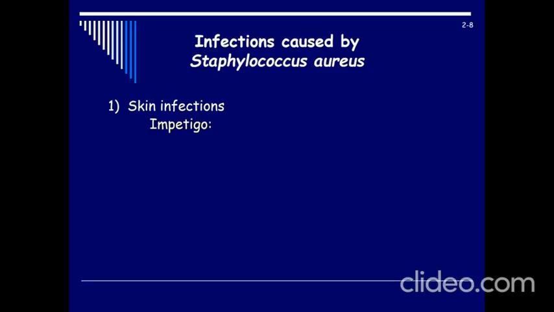The next infection that we're going to talk about with Staphylococcus aureus is impetigo. And impetigo is primarily an infection of children. And the reason for this is the source is generally from the nose. It's common normal flora. Staphylococcus aureus is all over as normal flora in the nose.